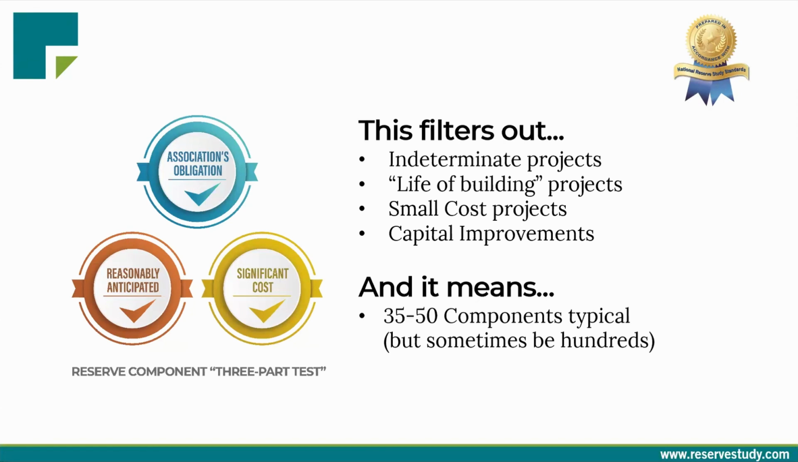And really what this boils down to in the end is, on average, we see around the country that there are about 35 to 50 components total for simple condominiums and townhomes. And I'll obviously take that with the greatest grain of salt because we know that there are more complex communities out there that could have hundreds of components, or simple communities that could have maybe only a dozen or so.